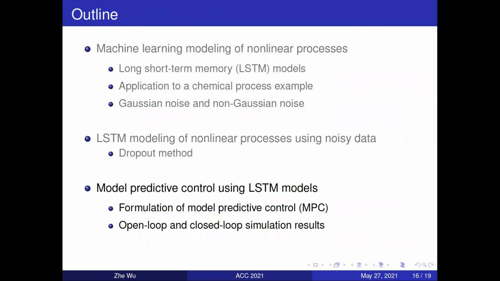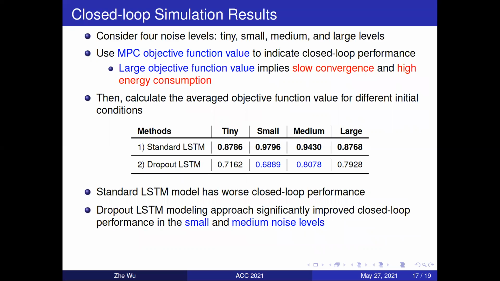Okay, lastly, we use the LSTM model to predict state evolution within a model predictive controller, MPC. We consider 4 noise levels, and we use the MPC objective function value to indicate the closed loop performance. Basically, a large objective function value implies slow convergence and high energy consumption. The table here shows the standard LSTM model has worse closed loop performance, and the dropout LSTM model has significantly improved closed loop performance in the small and medium noise levels, which implies the dropout LSTM model can work better when the noise level falls within this range.